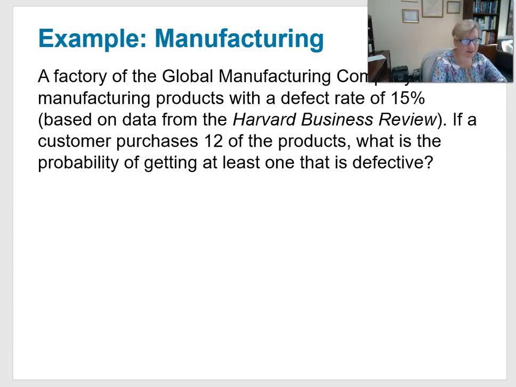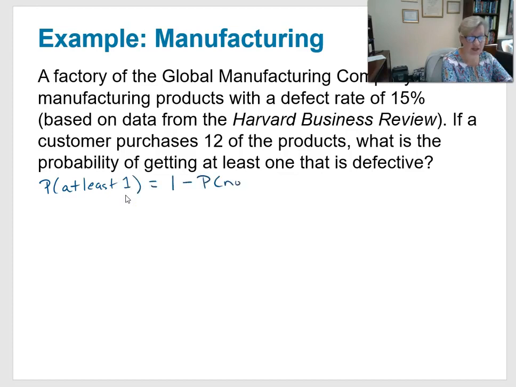A global manufacturing company is manufacturing products with a defect rate of 15%, which is awfully high for a defect rate, but I digress. If a customer purchases 12 of these products, what is the probability of getting at least one that is defective? So this is what we're trying to find: the probability that at least one is defective. We know that is 1 minus the probability that none are defective.